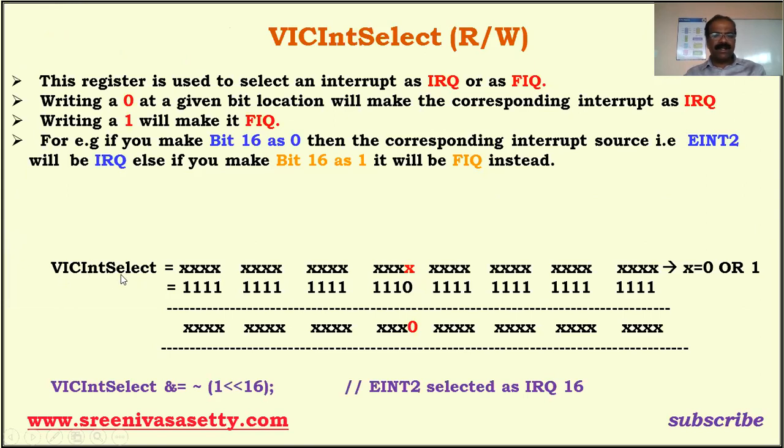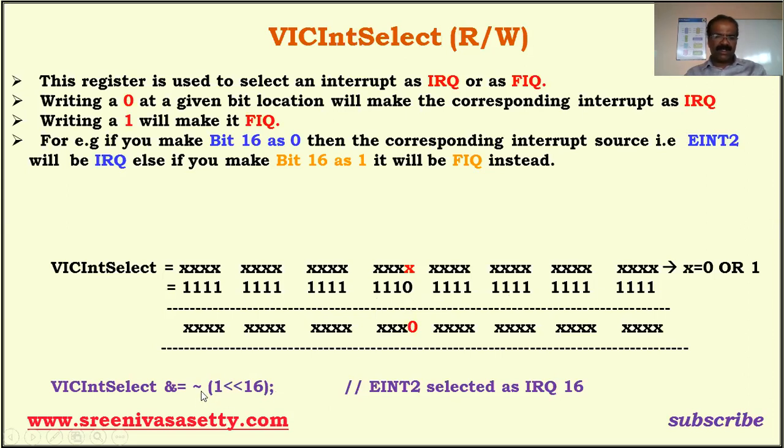This is your interrupt select register. It is a 32-bit register. X means either it may be 0 or 1. Now there will be a data, let's call it a masking data. What is the meaning of this? Shift 1, how many times? 16 times. If you execute only this particular statement, you will get 1 at bit number 16, and the remaining bits are 0.